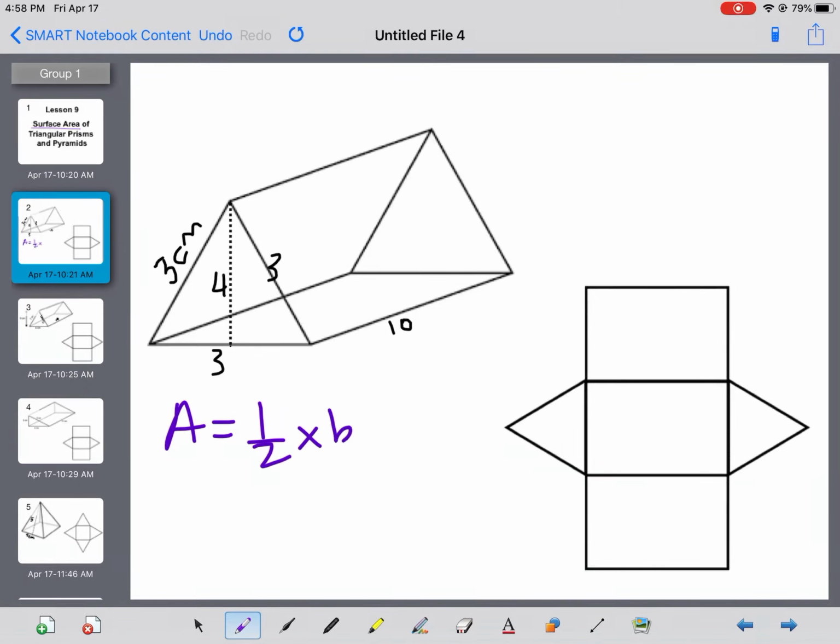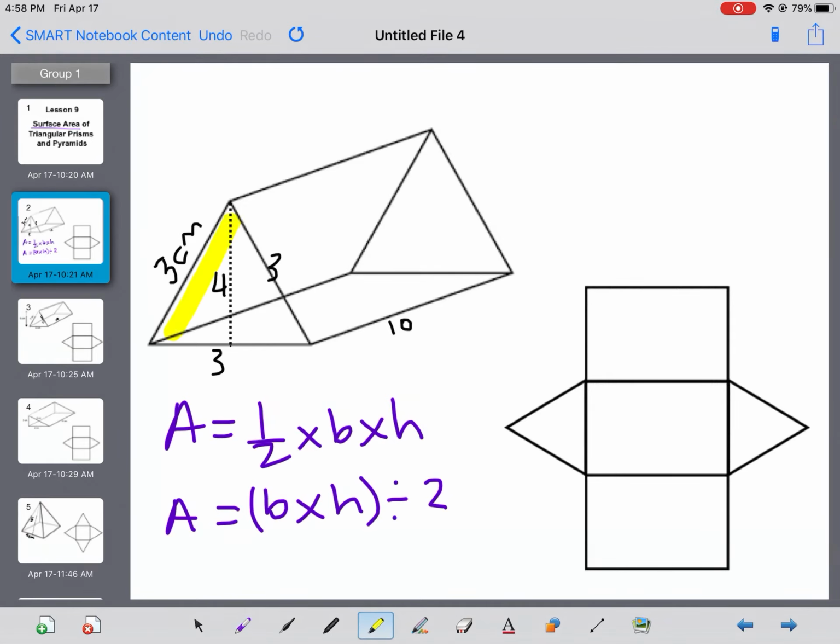The formula for triangles can be written in two ways. You either do half times the base times the height, or you can do that the area equals base times height divided by 2. And remember, both of those formulas will get you the same answer, so you can choose which one you'd like to do.